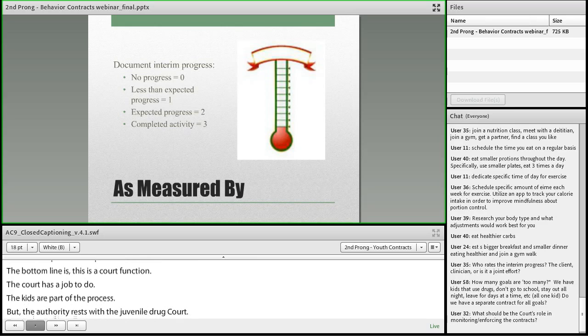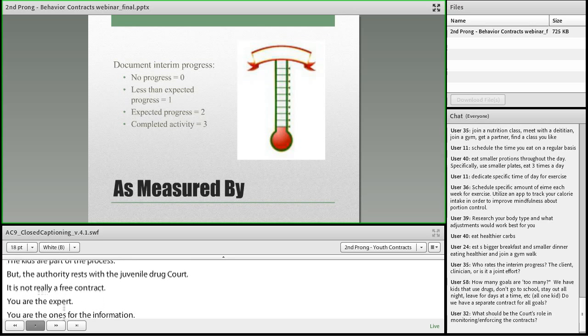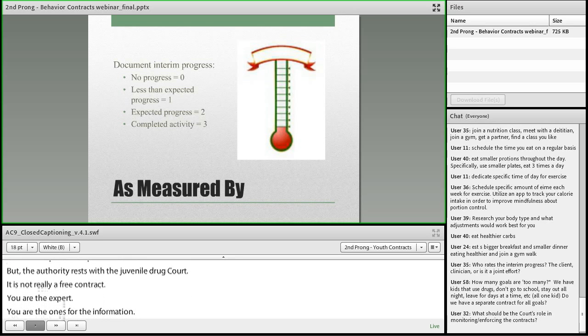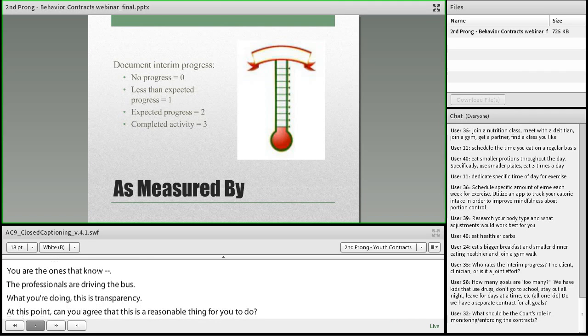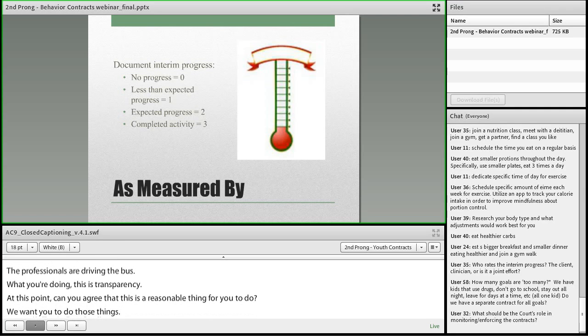You are the experts. You're the ones with the information. You're the ones that know where you believe this kid can go, based on all the information, your assessments, your professional judgment, everything you have at your disposal. So it's really the professionals who are driving the bus. What you're doing in terms of sharing with the kid and the family is transparency. Saying at this point, can you agree that this is a reasonable thing for you to do? We want you to do those things, and then it's basically who rates the interim progress. Ultimately the responsibility is with the case manager, because that's the person who's managing the case and doing the measurement.